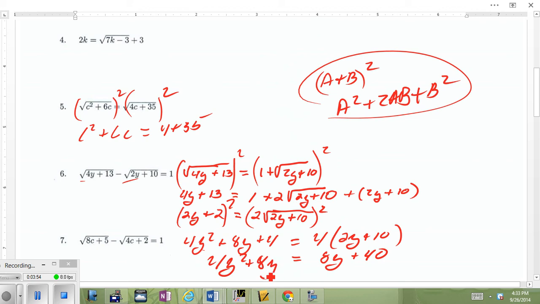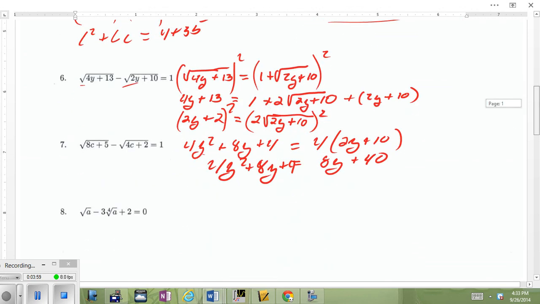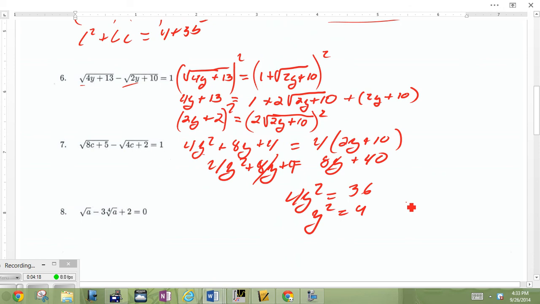Okay, we're going to lose the 8y's, so what are we looking at? We lose the 8y's. I've got 4y squared is equal to 36, it looks like, okay? So it looks like we're going to get y squared equals 9. So y is going to equal plus or minus 3. And you'd be well advised to check that.